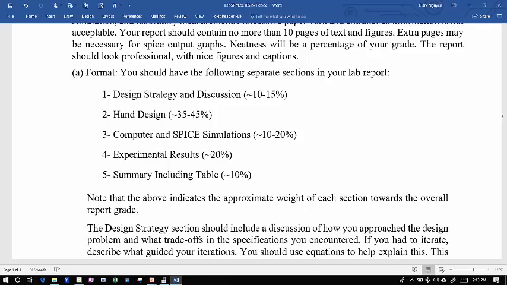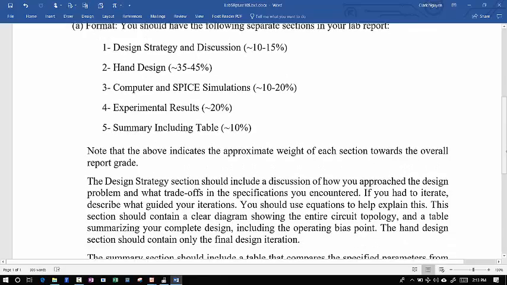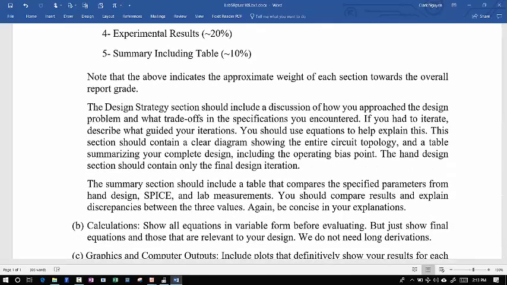And all of this should be backed up by written prose that specifies things like how you approached your design, what the trade-offs were, and if you had to iterate, describe how you guided your iterations. Hopefully this says something about the voltage across the resistor RC, because that seems to dictate almost everything about this design. Use equations like that to help explain this.